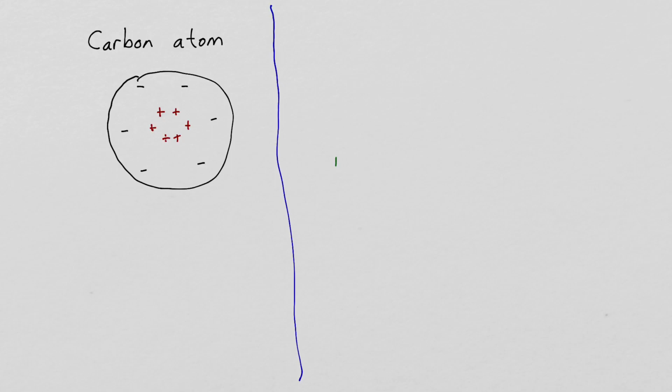Let's consider a carbon atom, which will have 6 protons in the nucleus, and surrounding the nucleus will be 6 electrons, and they will be uniformly distributed around the nucleus. So we can model the carbon atom as some neutral object. Now let's apply an electric field.